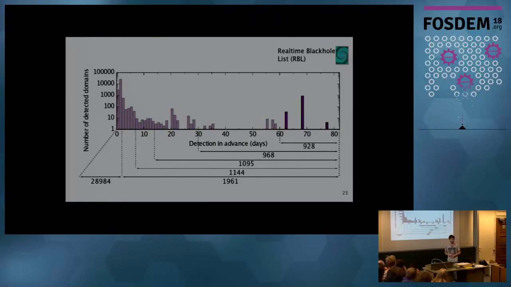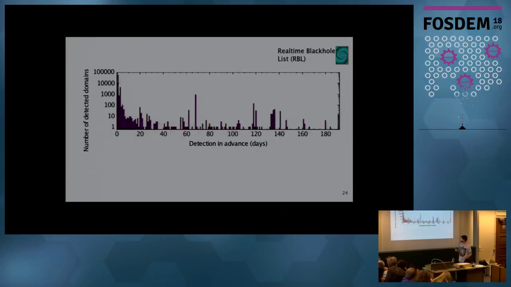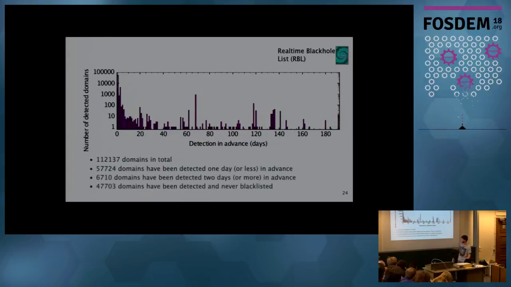Now if we zoom into the detection advantage, we can see that we still have 928 domains that have been detected 60 days before being blacklisted. And since these results are a bit older because of my master assignment being done, if we look at the current state, we're already looking at more than 180 days before they're being blacklisted. And these are the domains in total, and these are the other 3 categories.